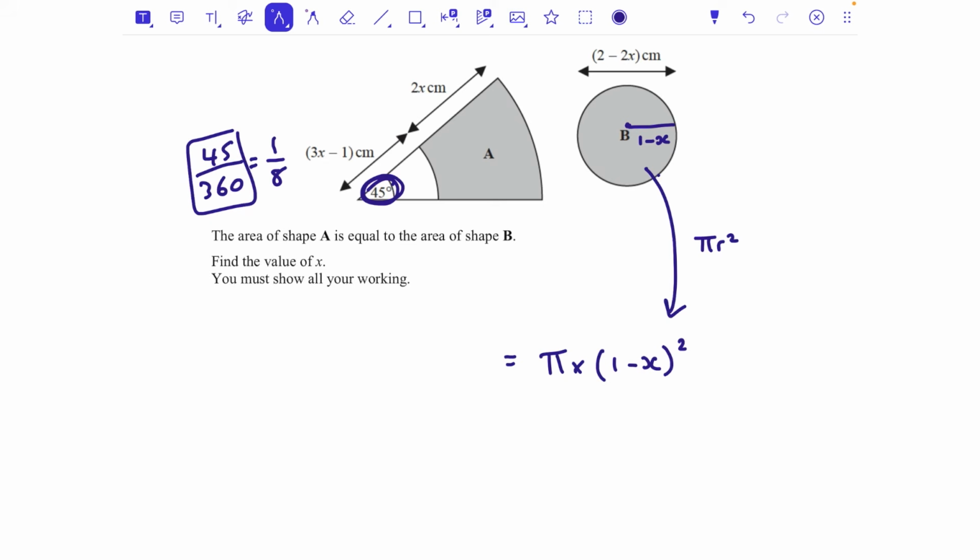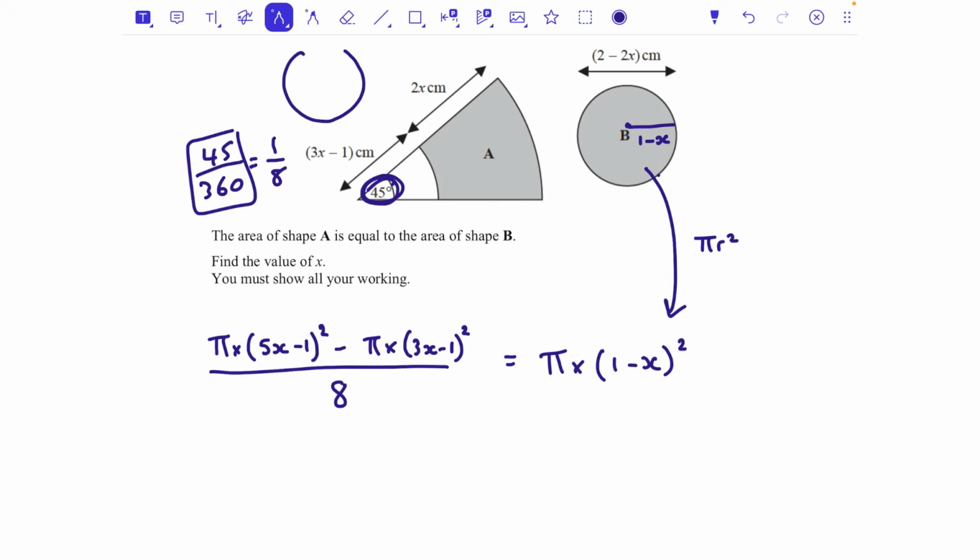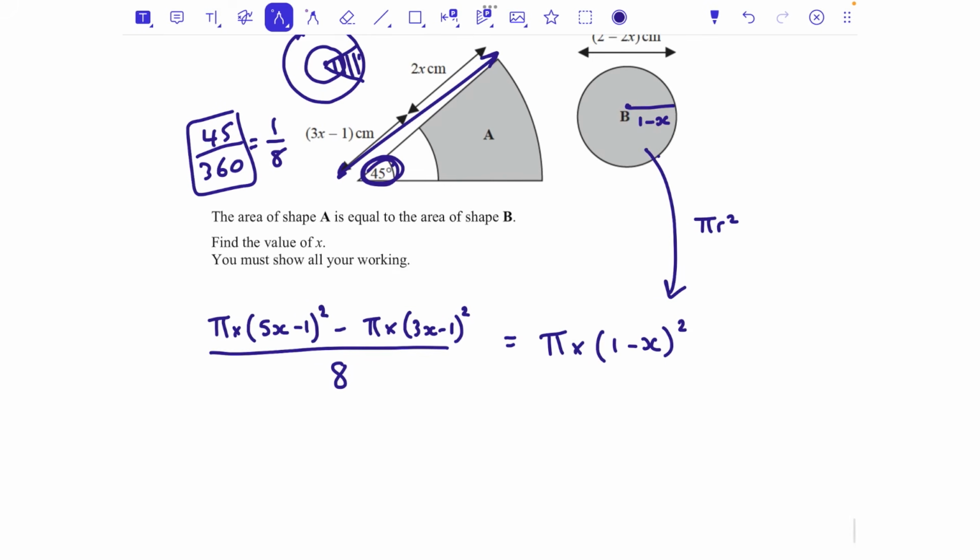So I want to do pi times (5x minus 1) squared, minus pi times (3x minus 1) squared, all divided by 8. So that would be the area of the whole circle with a radius of 5x minus 1, because that's from the middle to the edge, all of that added up. Take away the area of that middle bit, and then I'm dividing by 8 because I only want that one section out of 8.